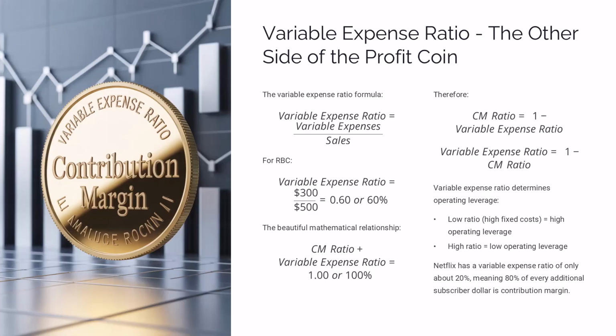Netflix has a variable expense ratio of only about 20% for their streaming service, because most costs are fixed content and technology costs, which means 1 minus 0.20 equals 80% of every additional subscriber dollar is contribution margin, making every additional subscriber incredibly profitable. But it also means if they lose subscribers, profits fall off a cliff, which is exactly what happened in 2022 when they lost 1 million subscribers and their stock dropped 70%.